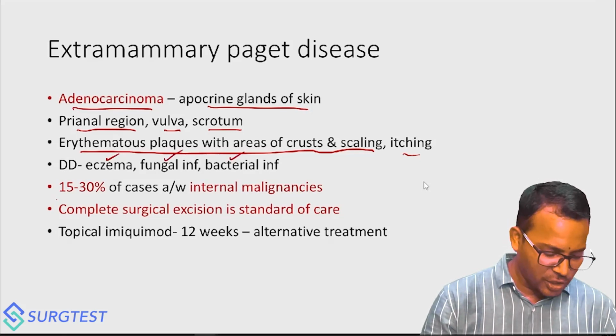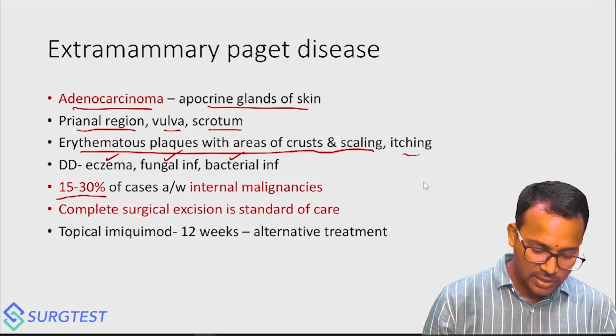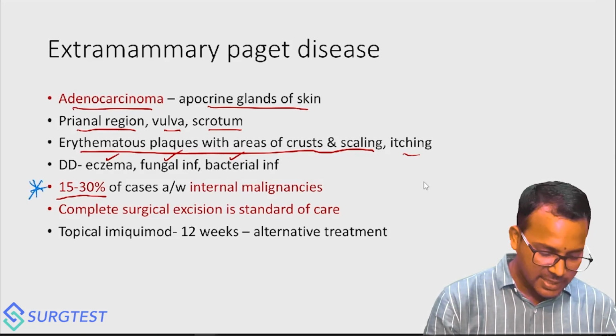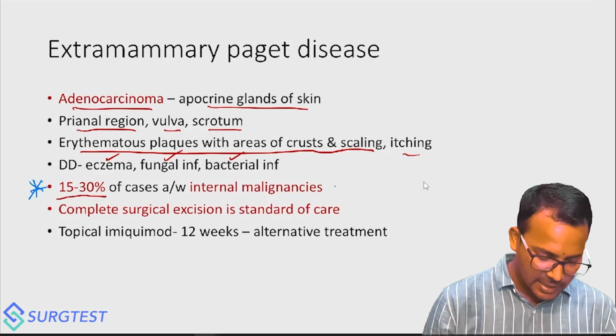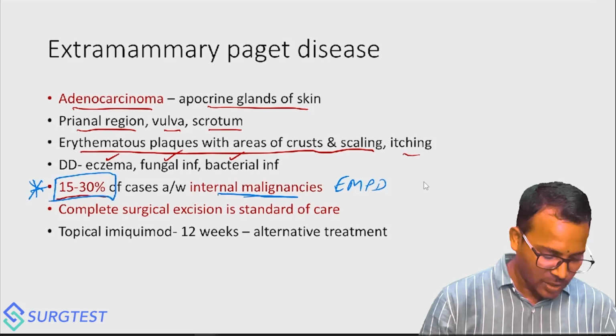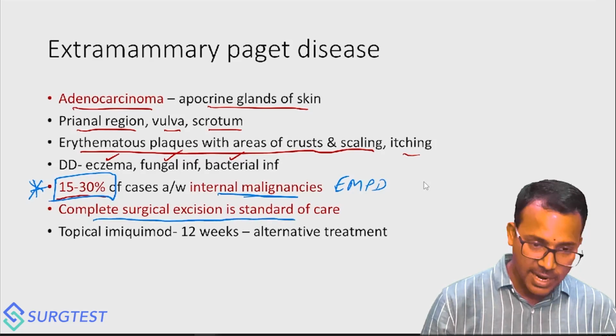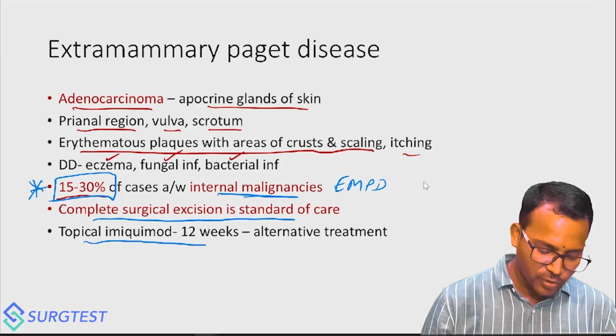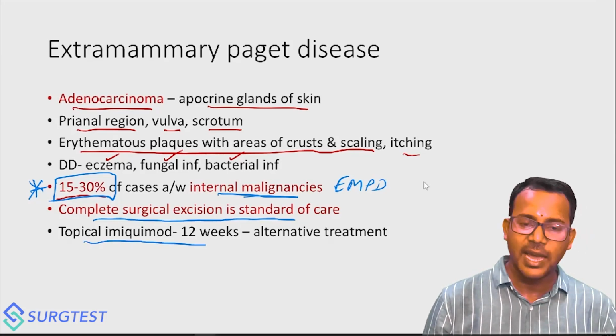Okay, and 15 to 30% of the cases are associated with internal malignancy. This is what you have to remember. In extramammary Paget's disease, EMPD, internal malignancies are seen in almost 15 to 30% of the patients. So complete surgical excision is the standard of care, and sometimes a topical imiquimod for 12 weeks is an accepted alternative treatment.